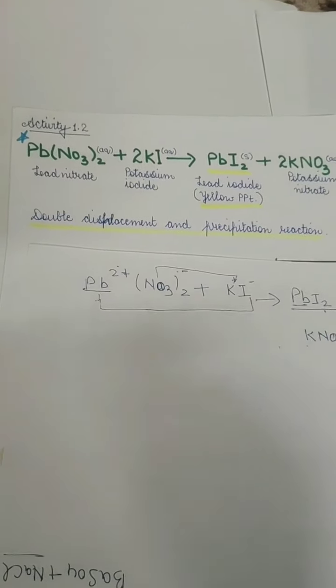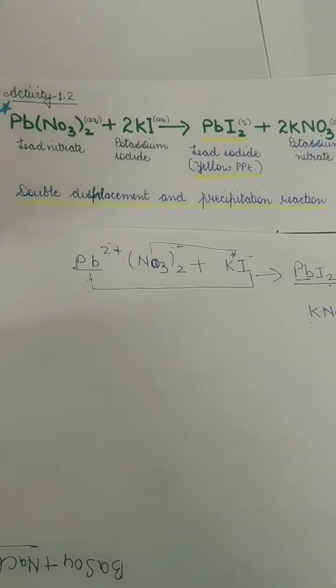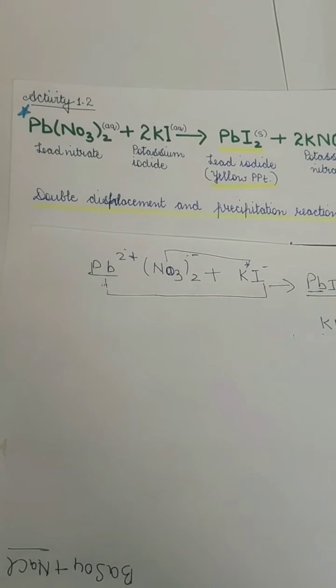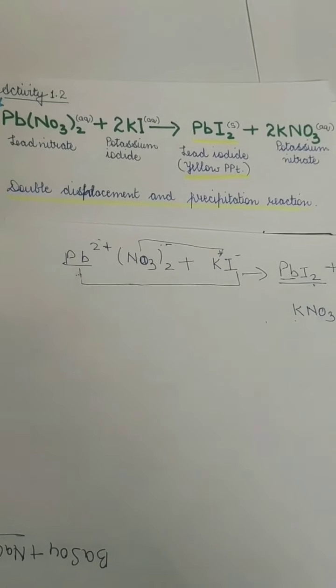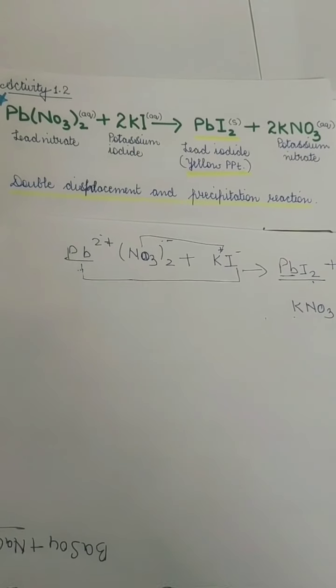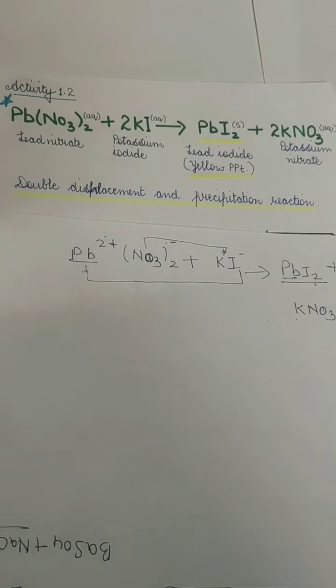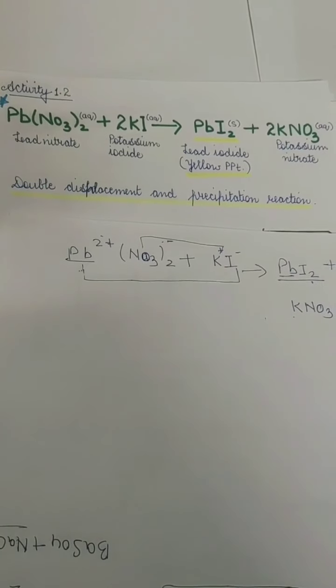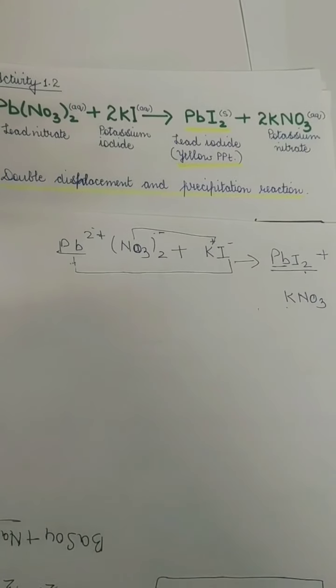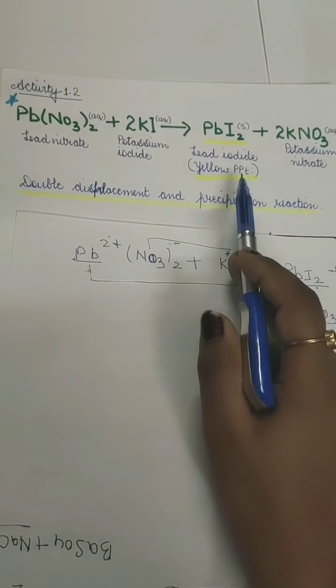So make sure that when we perform a double displacement reaction, in the case of barium sulfate, you will be getting a white precipitate. Just remember these words. When you get barium sulfate precipitate, it will be white in color, and when you get silver chloride precipitate, it will also be white in color. But when you get lead iodide, it will be yellow in color. So please remember, lead iodide is always yellow in color.